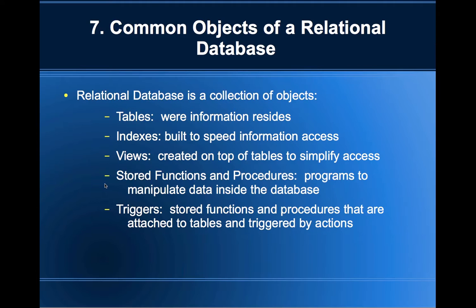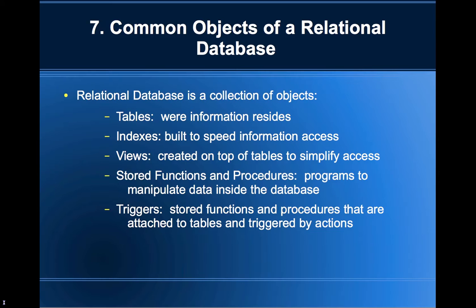Now, in a relational database, there are common objects. What you saw in the example that I just showed you were a couple of tables, and that's what most everybody really does in a database. But there are many other objects in a database. Again, we saw tables, which is where the information resides. You can create indexes, which allow you to speed up the retrieval of information.